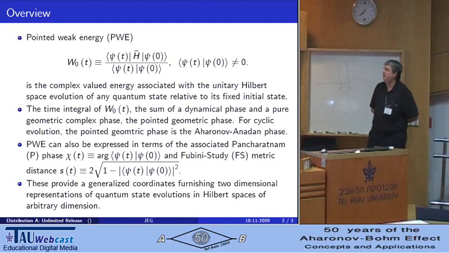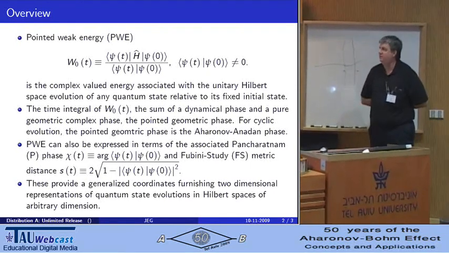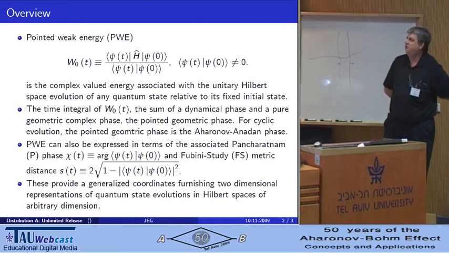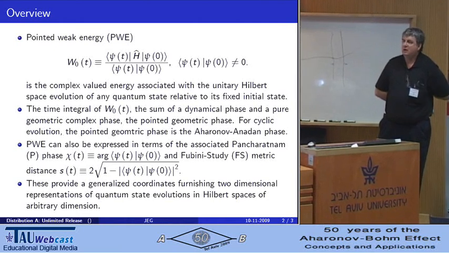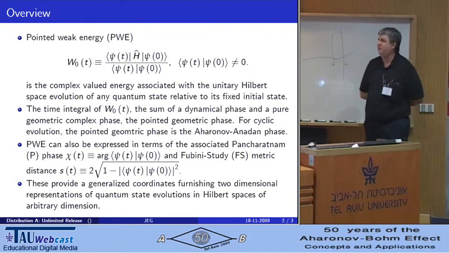And basically, if you take the time integral of the weak energy, it's the sum of the dynamic phase and a purely geometric phase, the pointed geometric phase. And for cyclic evolution, it's just the geometric phase in the same sense the Aharonov-Anandan phase is.